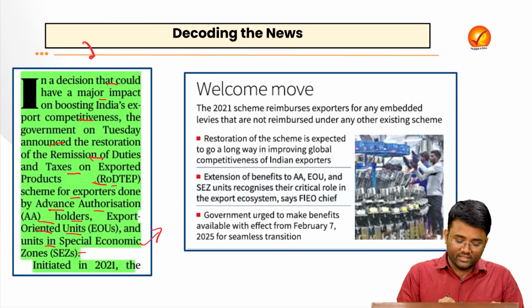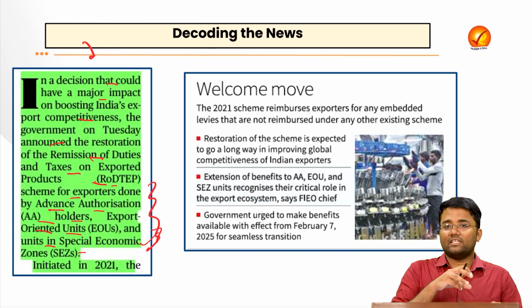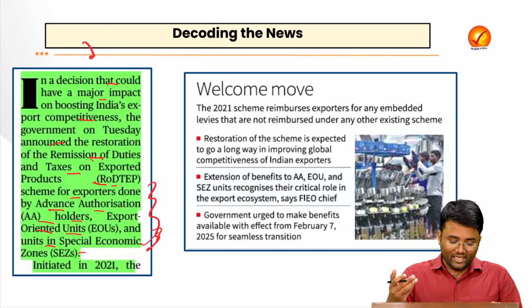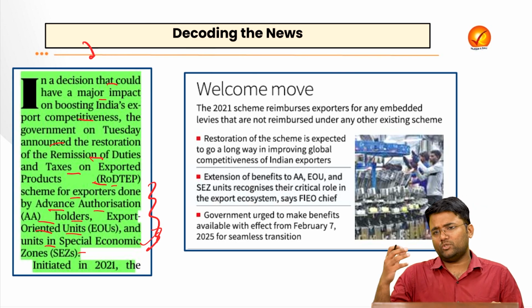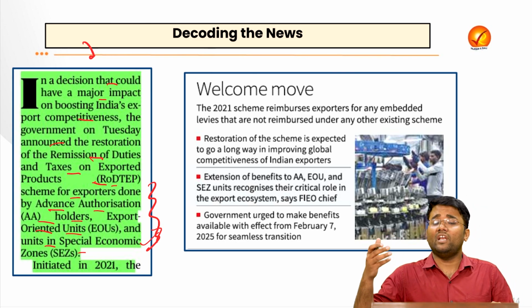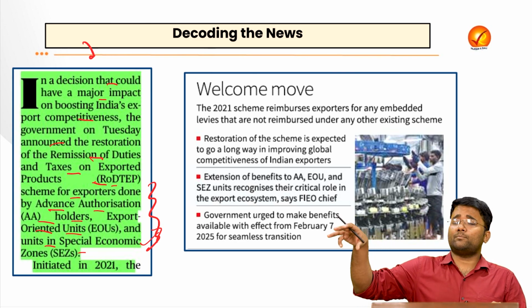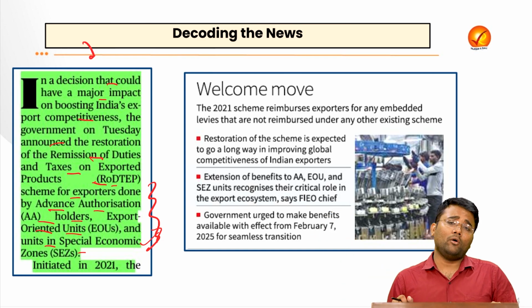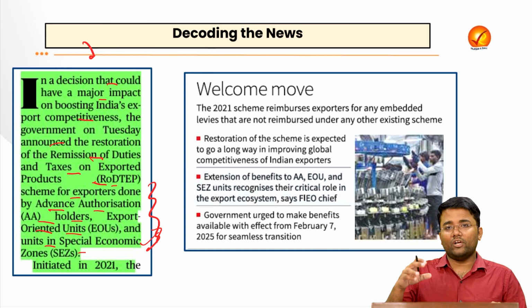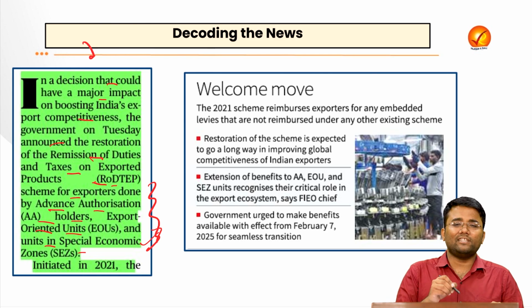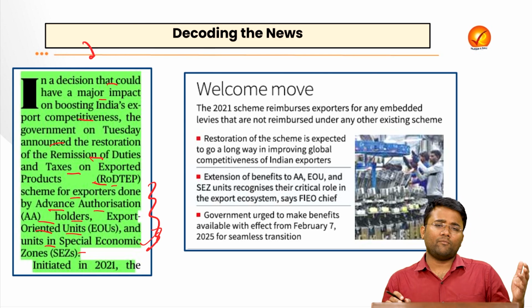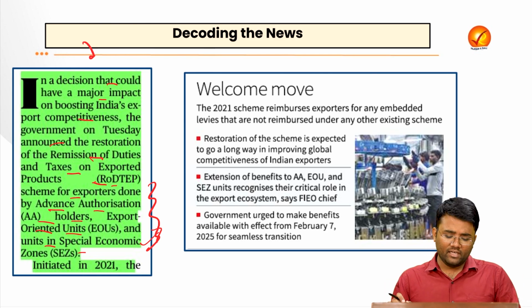So all these units which are exporting and which are related to these advance authorization holder, export oriented units whose major focus is on export only, and the units especially located in special economic zones which are deemed foreign territory, they all will be getting the RoDTEP scheme, and the benefits for them was suspended, and that has now been again given to them.